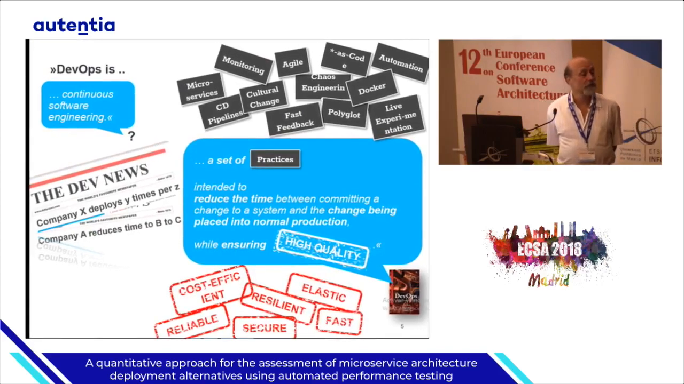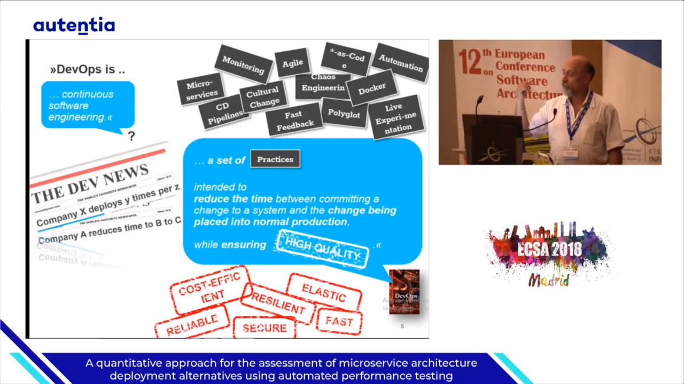So basically, we talked about DevOps this morning, right? What is DevOps, right? DevOps is continuous software engineering, which is a set of really good practices, and the objective is to reduce the time between committing a change to a system and the change being deployed in normal production while ensuring high quality.